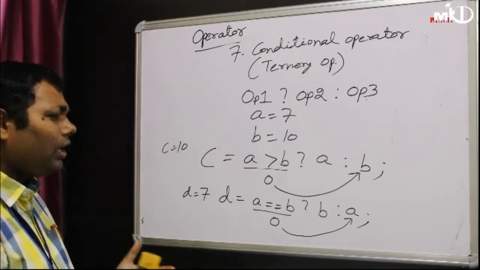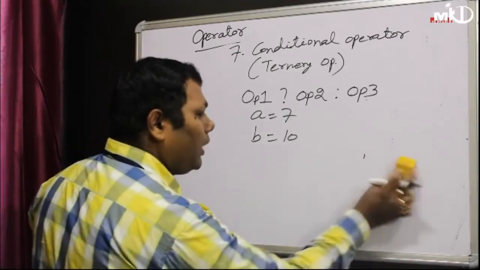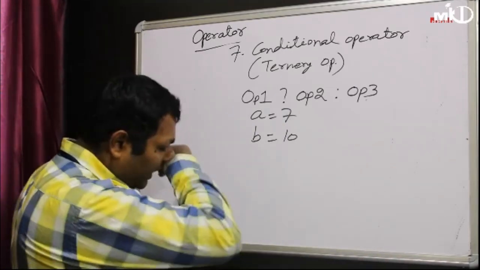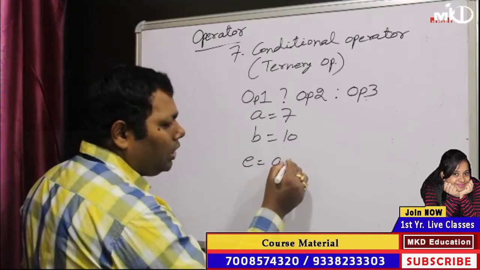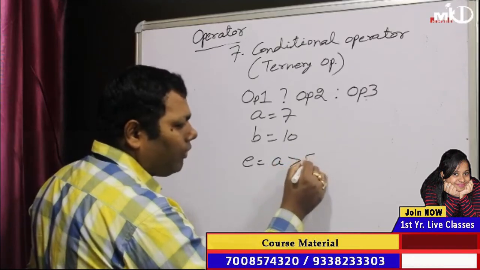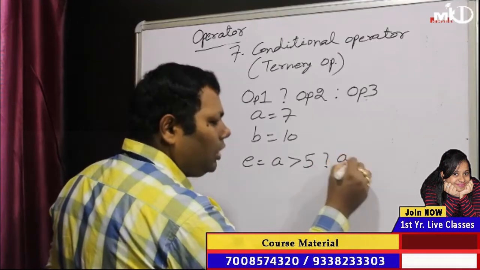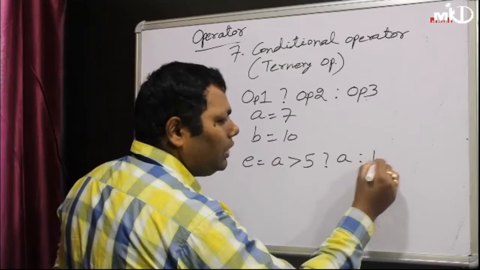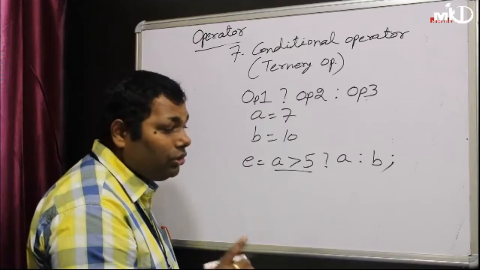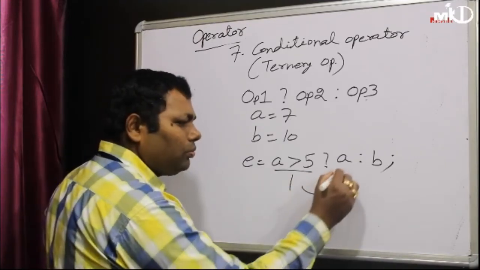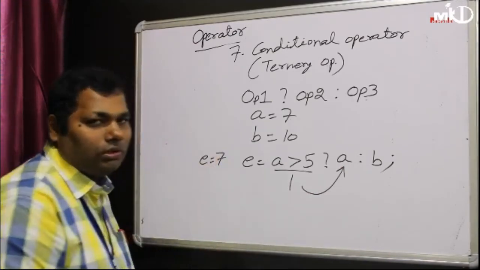Clear? Let us take one more example where operand 1 returns 1. Let me write e = a > 5 ? a : b. So the condition a > 5 is true, so it returns 1. Then we will move to operand 2. Now the value of e equals 7. Clear?